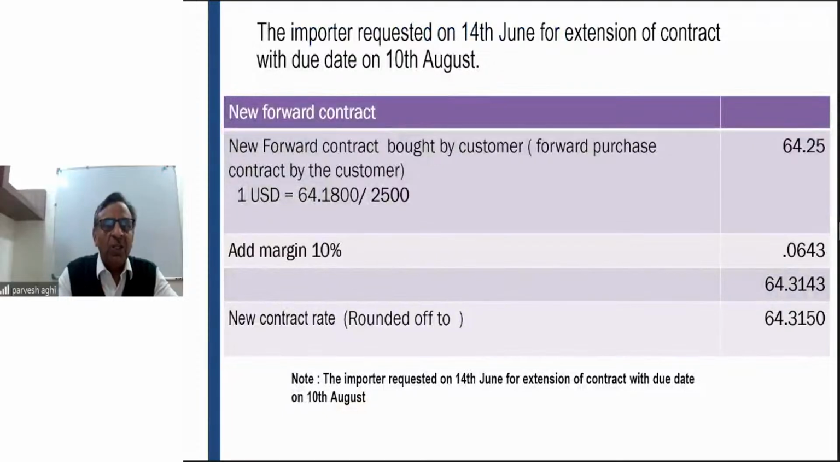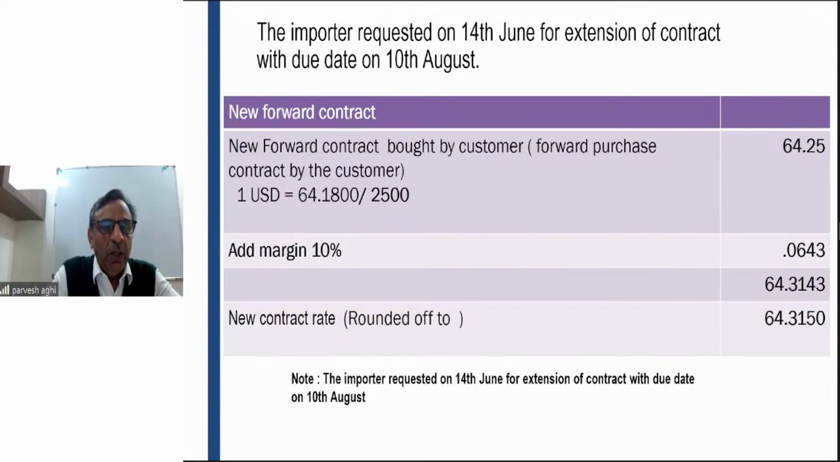Now the last part. I'll summarize all this again, so don't worry. The importer requested on 14th of June for an extension of the contract with due date of 10th of August. So he wants a new forward contract. He's an importer, so he would like to purchase the dollars, and he wants the bank to extend the contract till 10th of August.